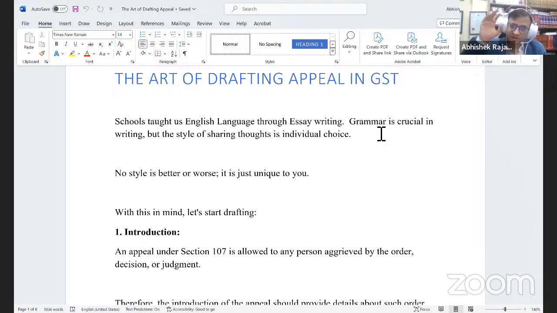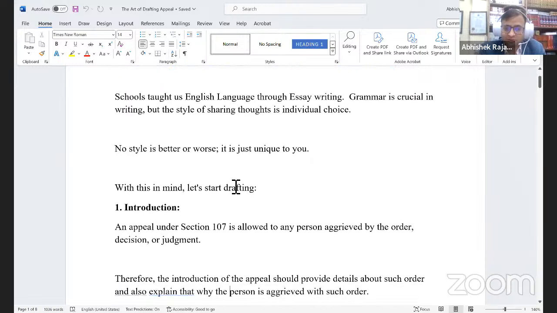whenever you are drafting an appeal, and if I have to draft an appeal, it would be somewhat different, even on the same grounds. So no style is good, no style is bad. Never try to copy someone else's style. It's you who has a unique style.